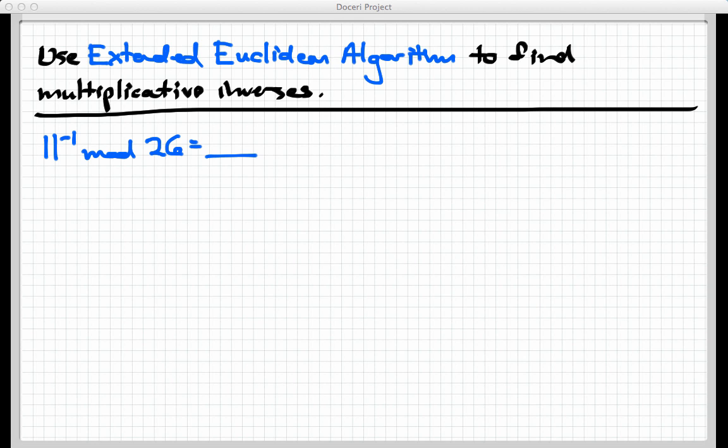So we're going to now use this to find the multiplicative inverse of 11 mod 26. We're going to use the extended Euclidean algorithm. Let's start by using the Euclidean algorithm to find the GCD of 11 and 26. Now, you can probably just look at these two numbers, 11 and 26, and know that the GCD is going to be 1. These are relatively prime integers.